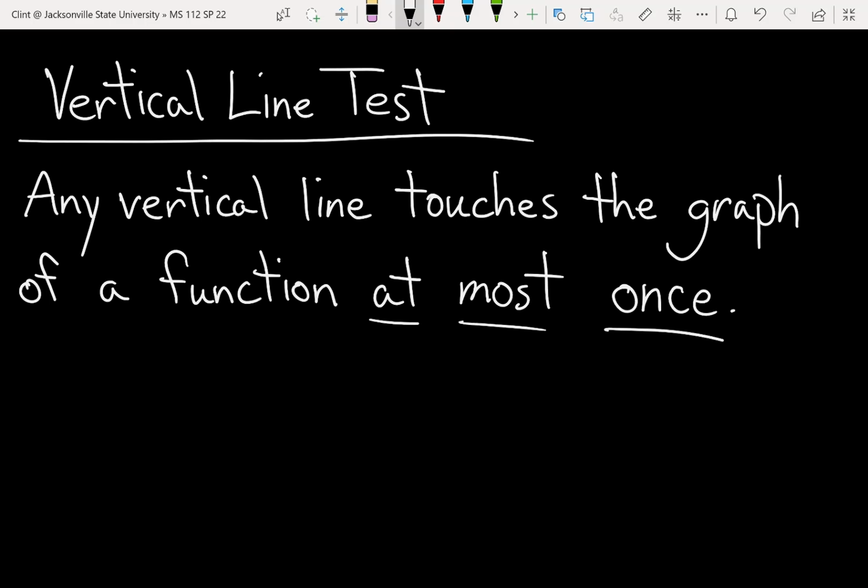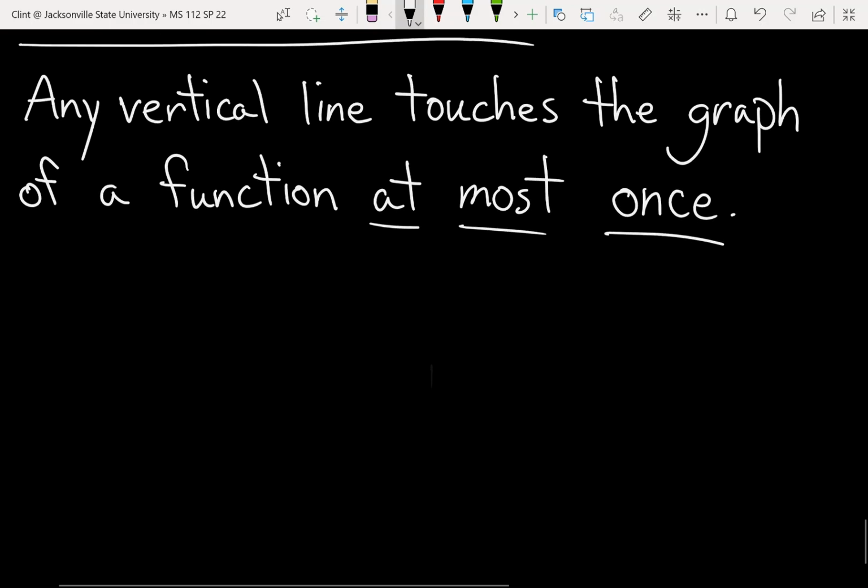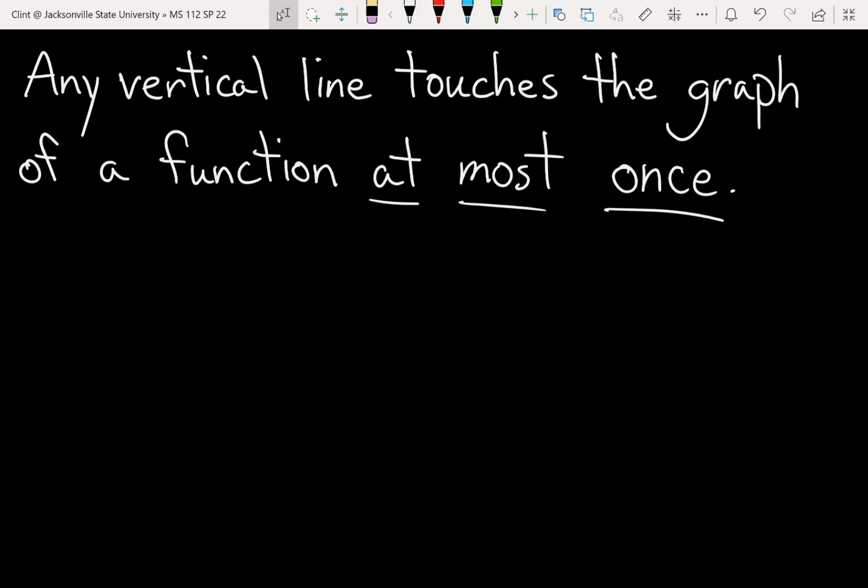But if there's anywhere that you can draw a vertical line where it touches the graph more than once, then that graph does not represent a function. And we would say it fails the vertical line test. So let's think about that. A lot of times people remember this, if you learned it in high school, it's something that sticks with you. But it's not hard.